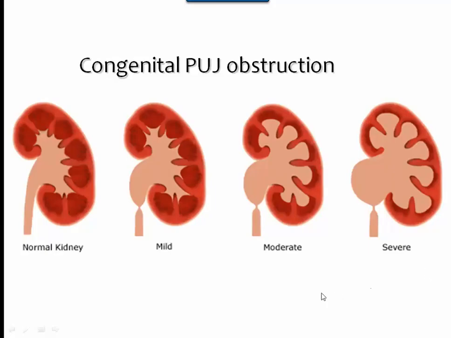Then we have some degrees of congenital pelvic junction obstruction: the mild, the moderate, and the severe. In the mild degree, you see some distension of the renal pelvis with preserved calyceal cupping. In the moderate degree, the distension of the pelvis is more and the calyceal cupping is lost. In the severe degree, the renal pelvis is ballooned and the calyces are ballooned as well.